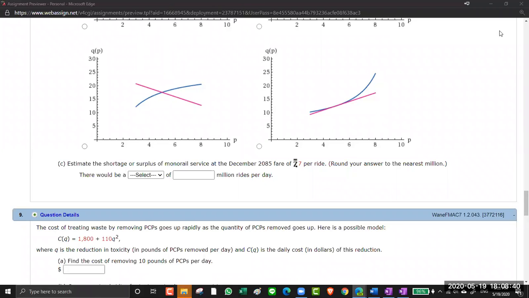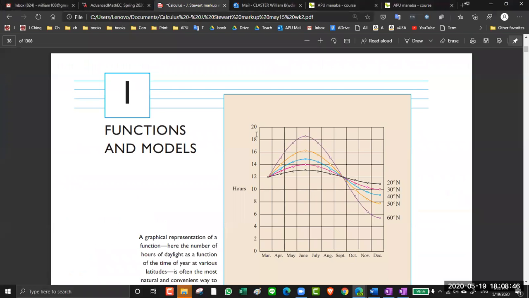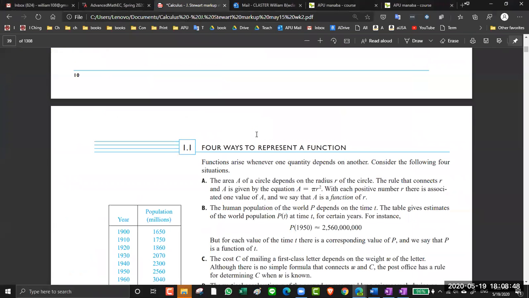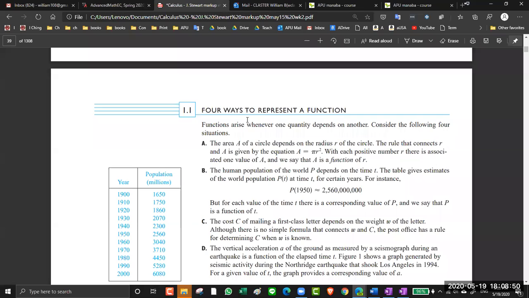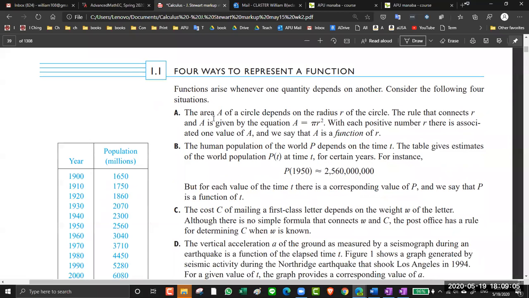Okay. Then let's go on to something else. Let's go on to this topic here, 4 ways to represent a function. So let's talk about this. Everybody see my screen? Yes. Okay. So here we have a couple different examples of where we might use a function.